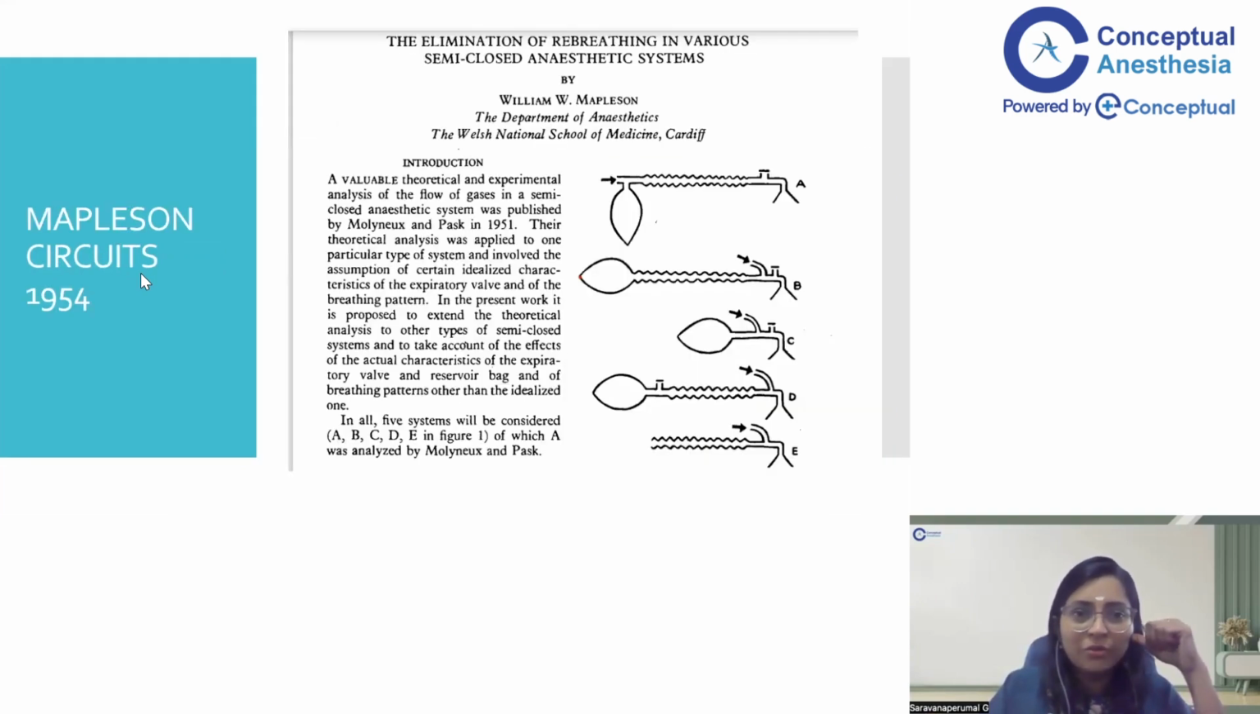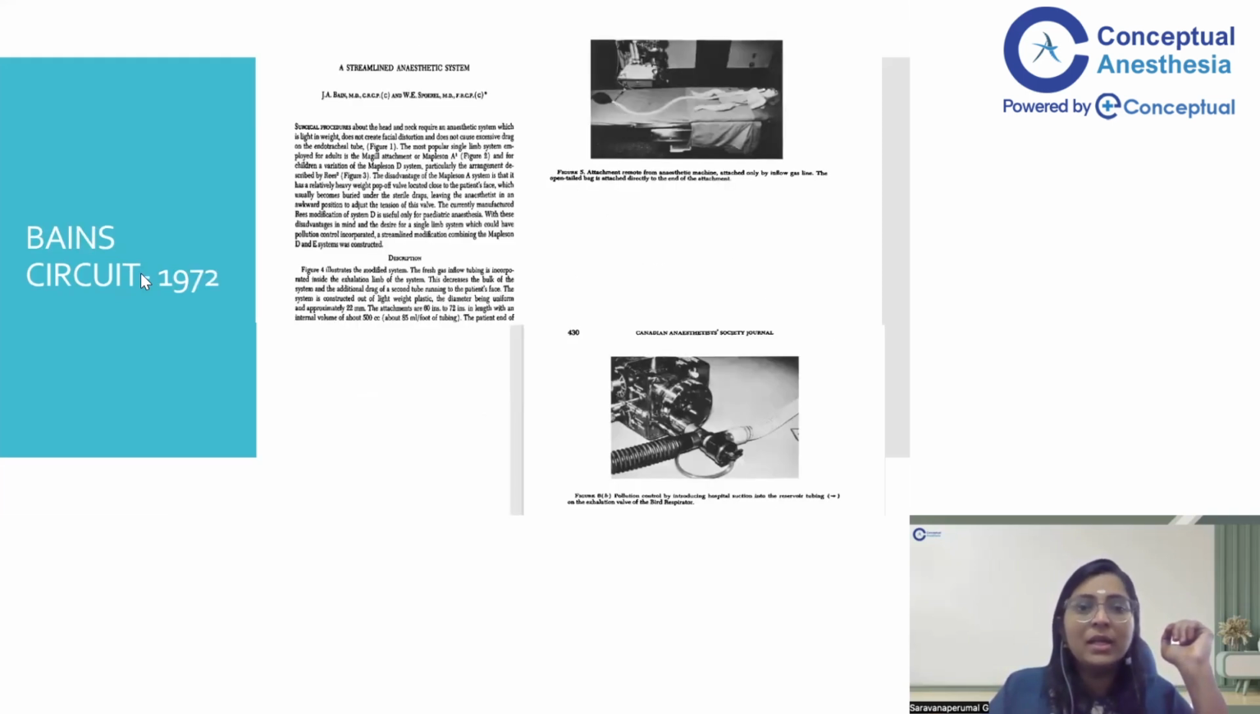And one should not forget about the Mapleson system, which was devised in 1954. William Mapleson gave 5 systems: A, B, C, D, and E. And the modification of E by Jackson-Rees makes it the Jackson-Rees circuit, which is the F circuit. This was like a milestone article published in the British Journal of Anesthesia. If anyone is interested to know how Mapleson classified all these systems, we can go through this landmark article in BJA. And this is another landmark article which was given by Dr.